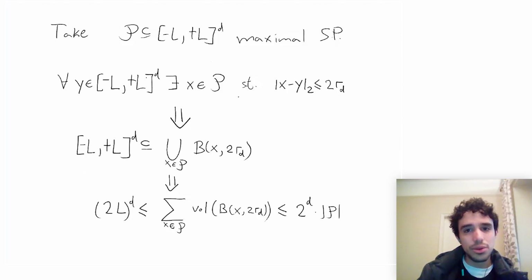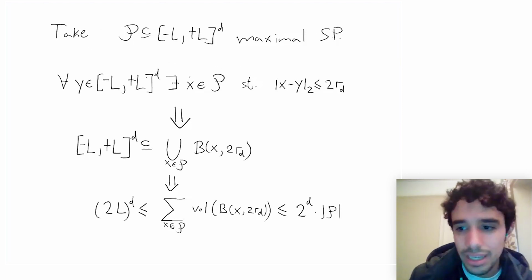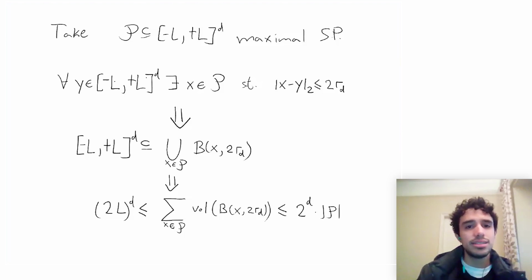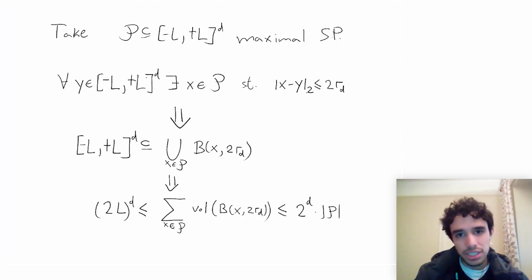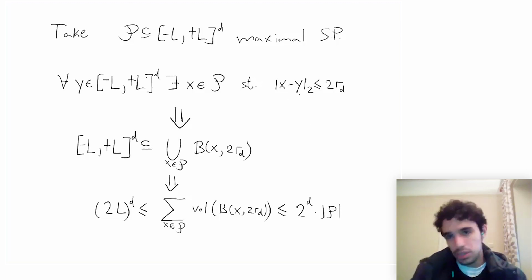So let's show this 2 to the minus d bound. You take a maximal sphere packing in the box, and since you can't fit any more points in the sphere packing, it means for all the points in the box, there is some point in the packing that is close to it, right? By our definition, if this point was at distance at least 2R_d from all the points in the packing, we could include it. So it has to be at distance at most 2R_d from some point in the packing.